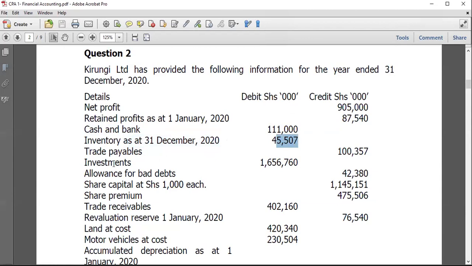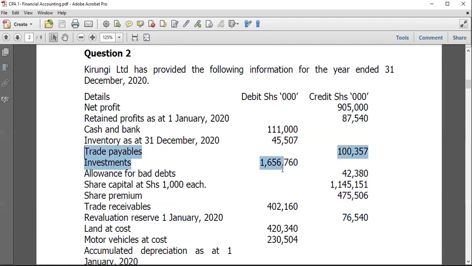Reason being is because it's an asset. Then we have the trade payables, which is 100,357. Trade payables, like we continue to say, these are your liabilities, these are your creditors. Okay, and these are basically suppliers to whom you have bought things on credit and you're yet to pay. So they are basically liabilities, because liabilities have a normal credit balance.